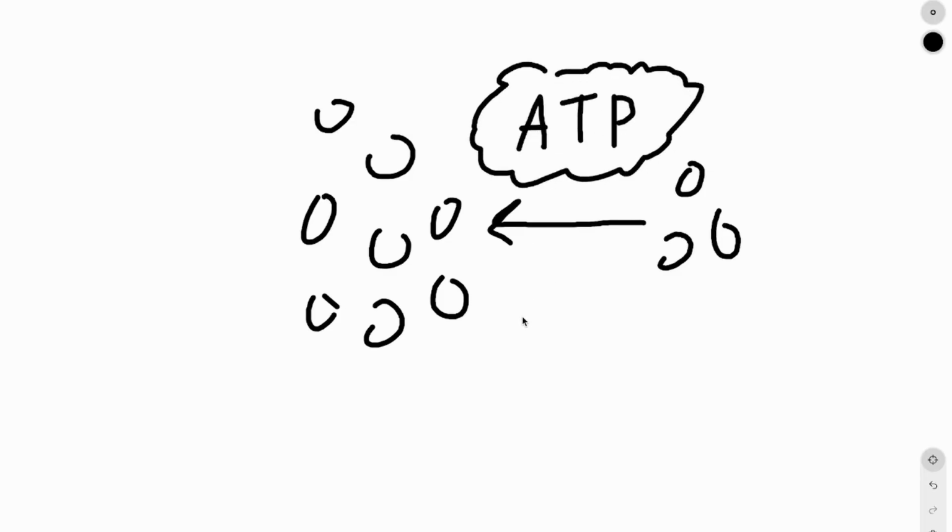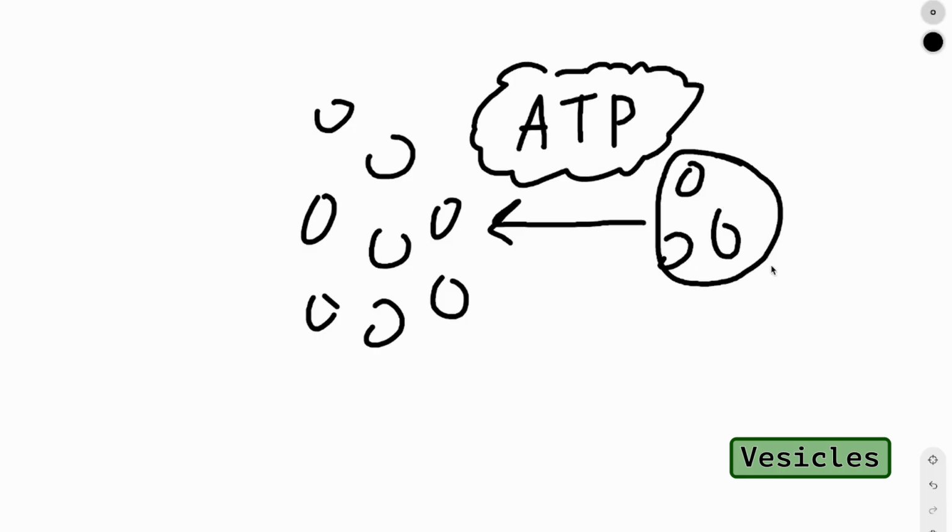Active transport uses ATP energy to go against the concentration gradient. Active transport happens when a protein is activated by ATP in order to take molecules across the membrane. The cell membrane can also use vesicles. Vesicles are blobs that carry molecules across the membrane. They also need ATP to work.